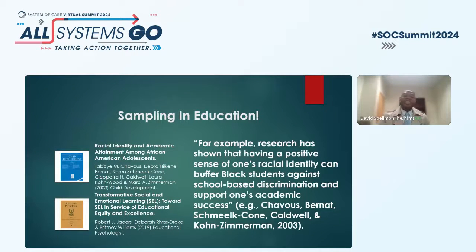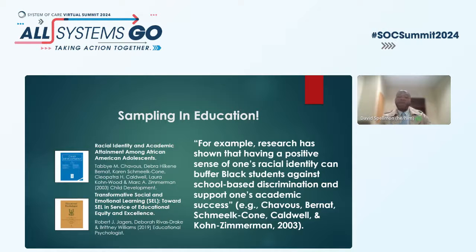Now, like I said, I typically do this training in front of educators, and we have been sampling in education for years. So that excerpt that you see on the right is coming from the Transformative Social and Emotional Learning towards SEL in service of educational equity and excellence. So the quote that was pulled, for example: research has shown that having a positive sense of one's racial identity can buffer Black students against school-based discrimination and support one's academic success.